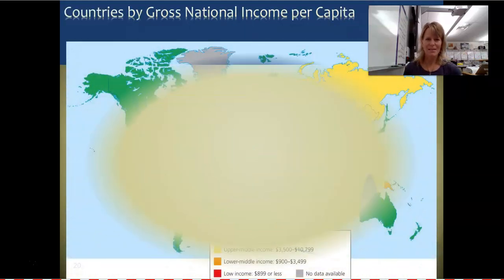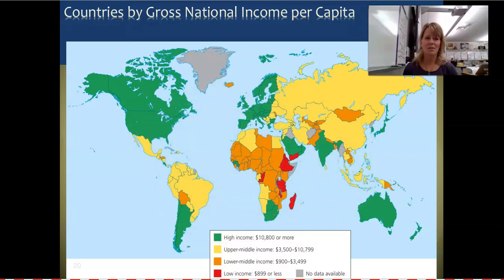And you're going to see this map a lot during this class, and it's going to be talking about different aspects, but it seems like the color trends are always going to look the same to you.